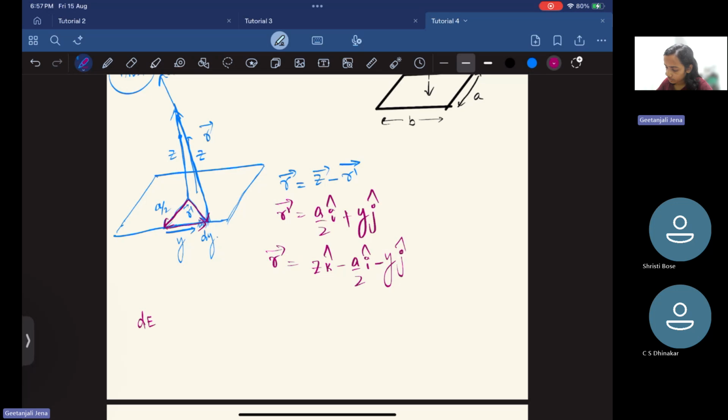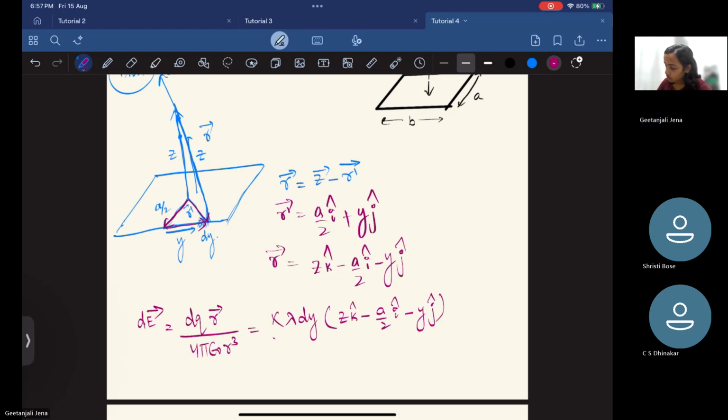So dE will be dq r by 4 pi epsilon naught r cube, which for the linear charge density you have, this will be k. K is 1 by 4 pi epsilon naught, lambda dy. R is z k cap minus a by 2 i cap minus y j cap, whole divided by z square plus a by 2 square plus y square.